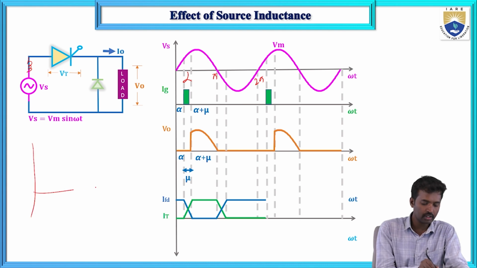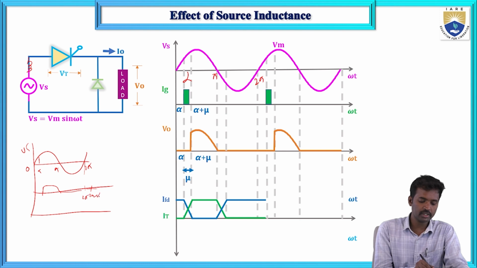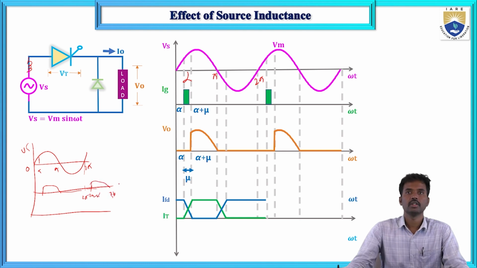This is the supply voltage. From 0 to pi, this is the Vs voltage, and this is alpha. From alpha to pi it will conduct, and in the next half cycle it will not conduct. Then at 2 pi plus alpha it will conduct again up to 3 pi. So this is the case without source inductance.